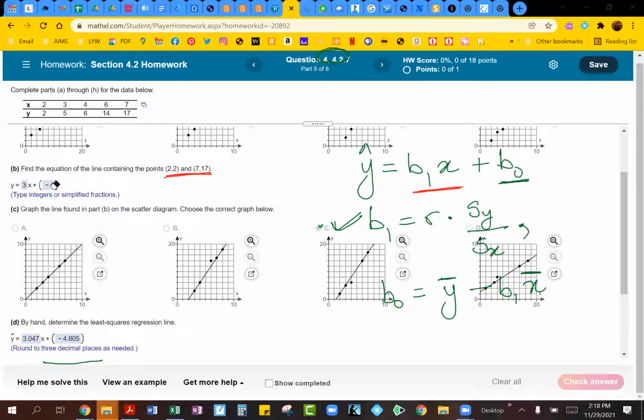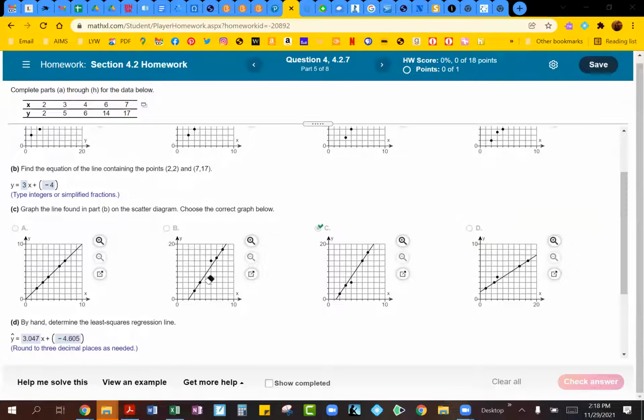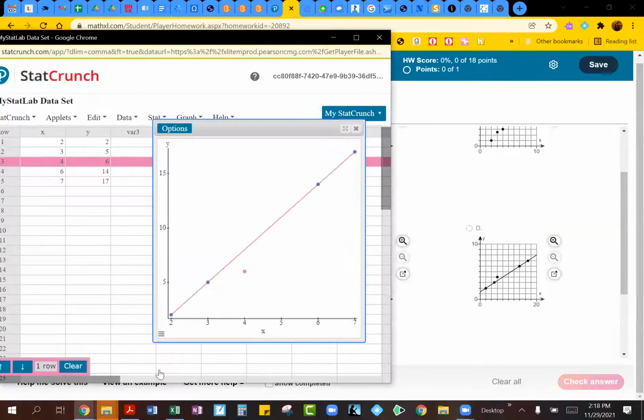So they're actually asking you now to see what happens when you graph this new line with your scatter plot, what it will end up looking like. So for this part again, let's clear this out. For this part again, we can actually go back to StatCrunch here.